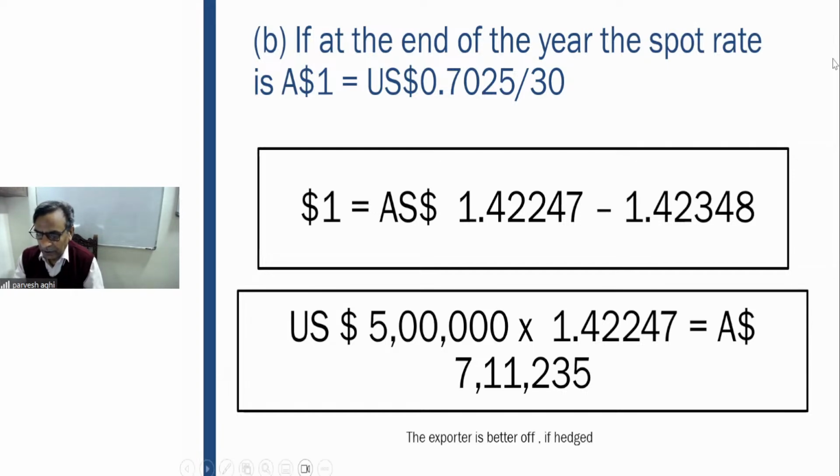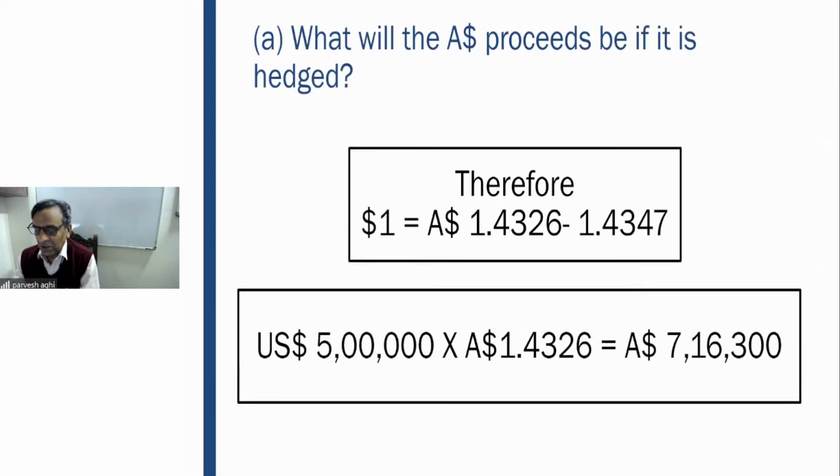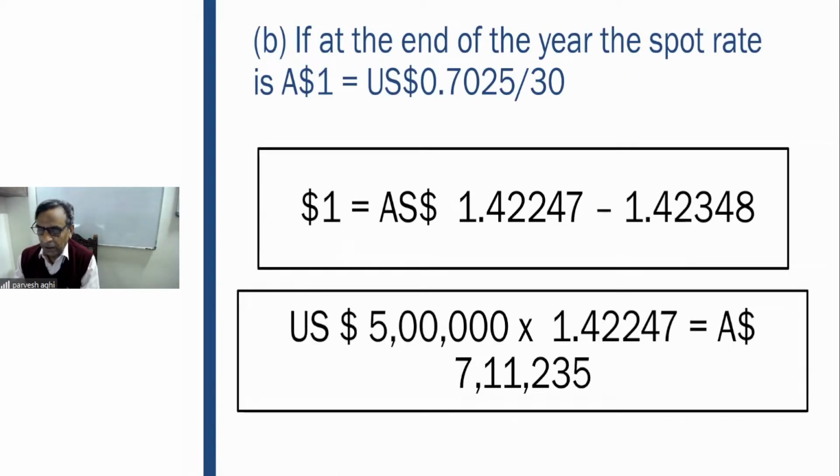7,11,235, which means, if you look at when he was hedging, he was getting 7,16,000. And now he's getting 7,11,000. So the hedging would be much better option. Fine. So I hope you have understood.